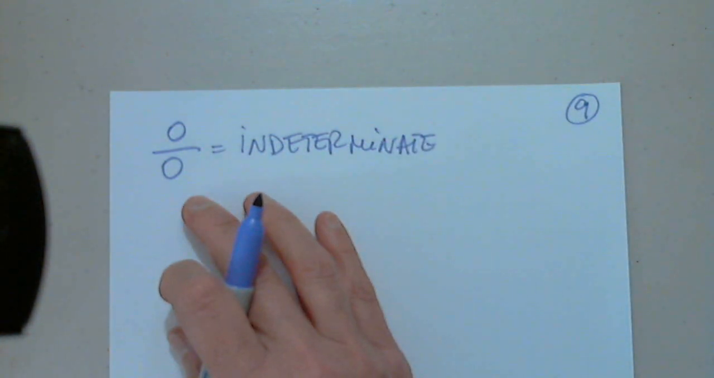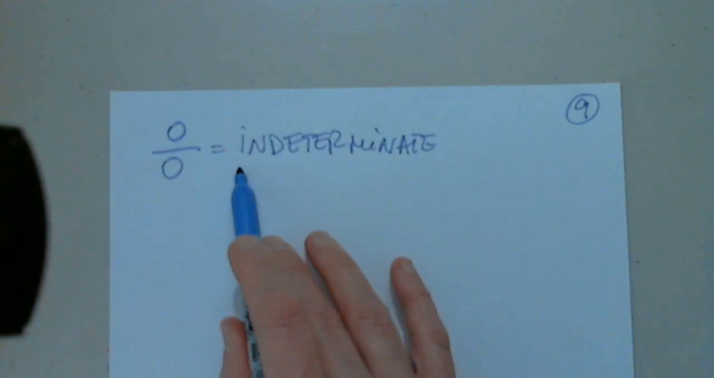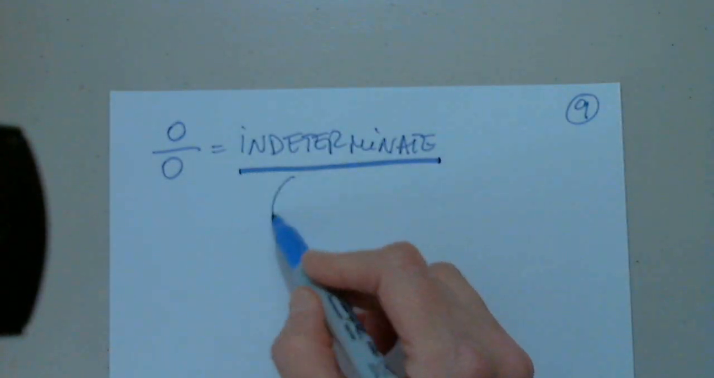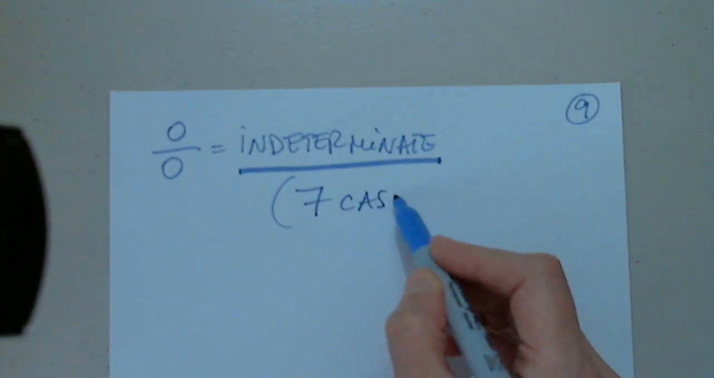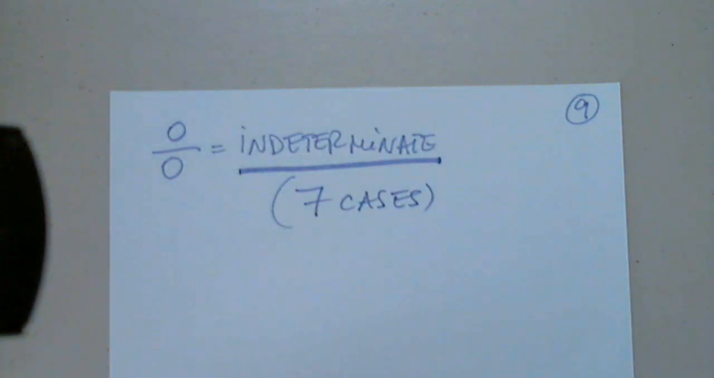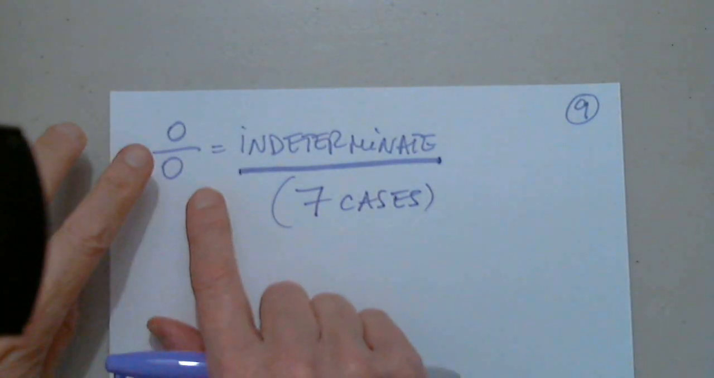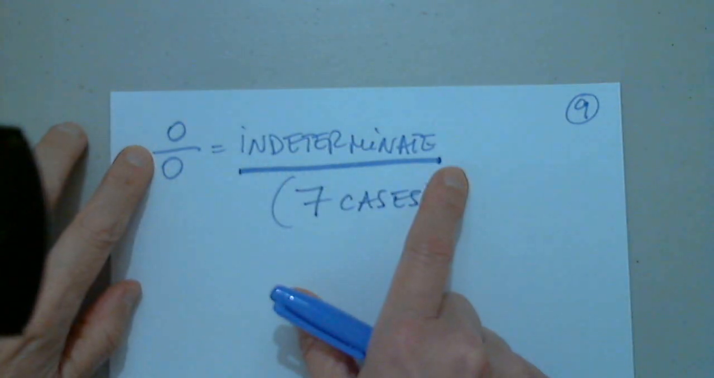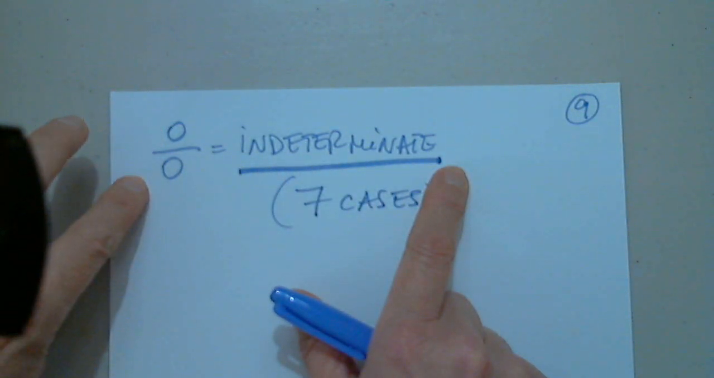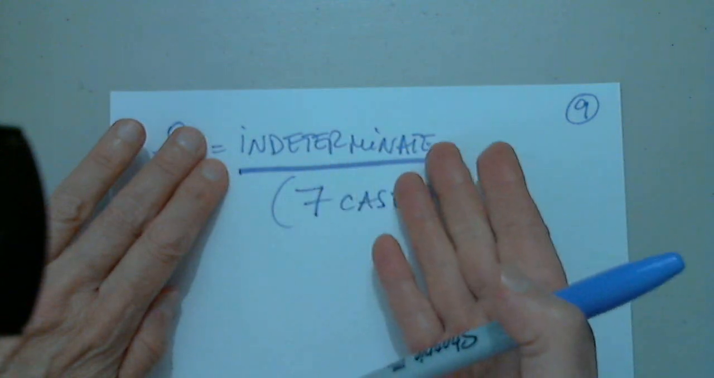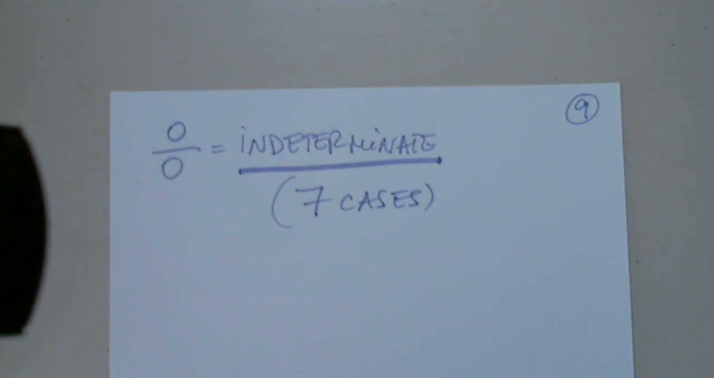This can change into 5, 3, or negative 10. We don't know. It's indeterminate. And there is a total of 7 cases, and this is one of them. We're going to analyze the other 6 as we progress through the semester, so the course. So this is one indeterminate case, 0 over 0. You can expect anything. It's indeterminate.